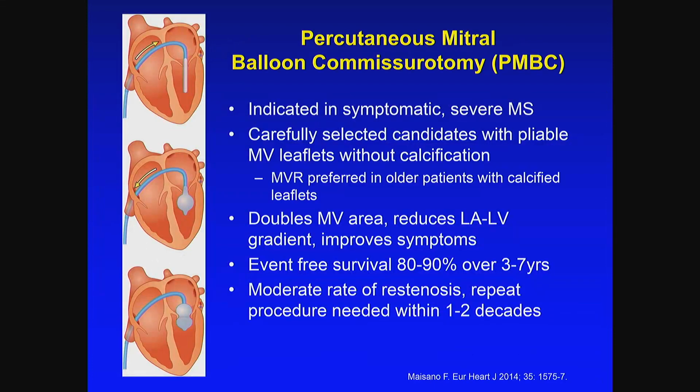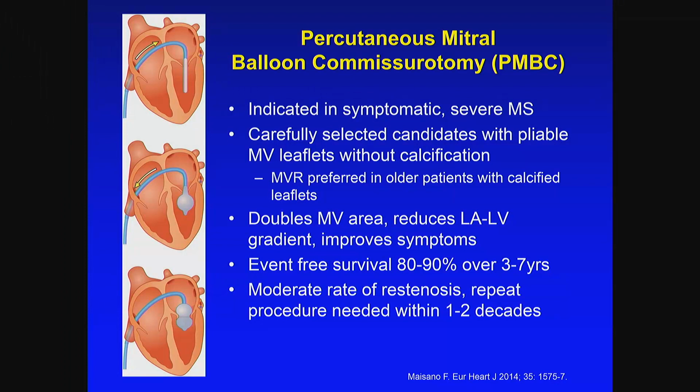A treatment option that is unique for mitral stenosis is the percutaneous mitral balloon commissurotomy. It's indicated in symptomatic patients with severe stenosis, in carefully selected candidates with pliable leaflets without calcification. In those with heavily calcified leaflets, where you could crack open the valve and cause either a stroke from calcium transit or regurgitation, replacement is probably the better option.